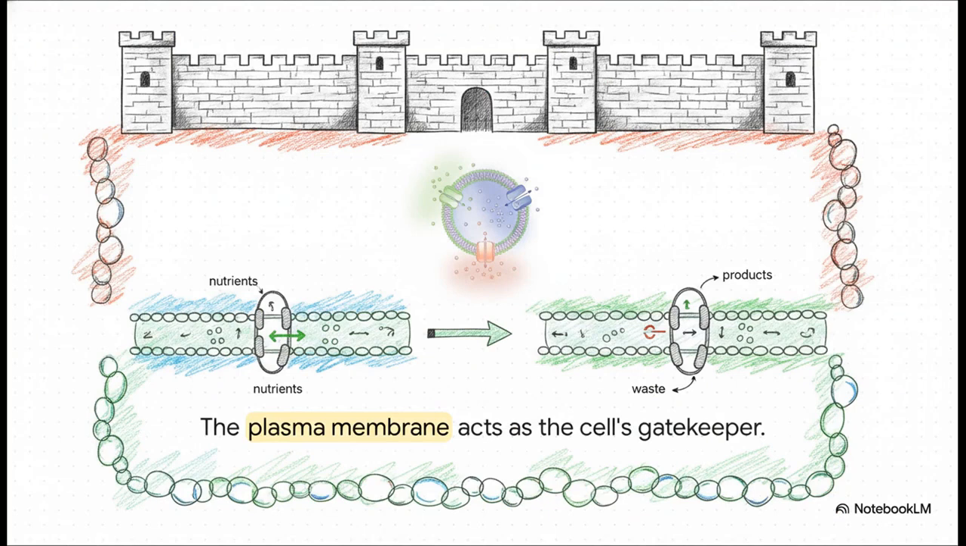Okay, so every fiefdom needs a border wall, right? For the cell, that's the cell membrane or the plasma membrane. It acts as this very clear boundary separating the cell's watery interior, which we call the cytoplasm, from the chaotic outside world. Now, this membrane is built from these fat-based molecules called phospholipids, and they physically prevent water-loving substances from just flowing in and out whenever they want. Instead, the membrane is studded with these special proteins that act like strict bouncers at a club. They selectively decide exactly what nutrients get to enter and what waste products get kicked out.